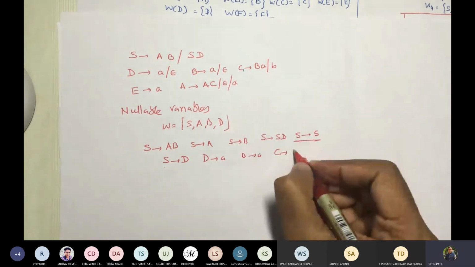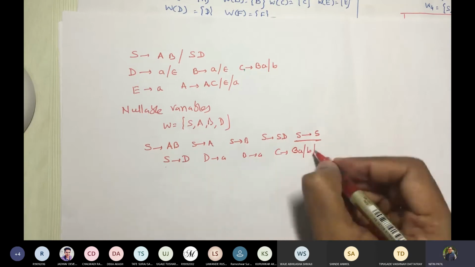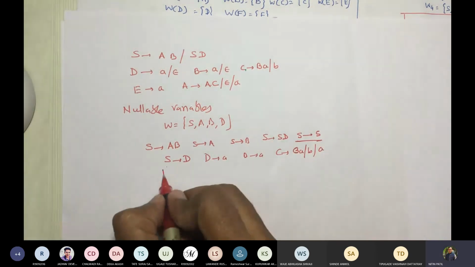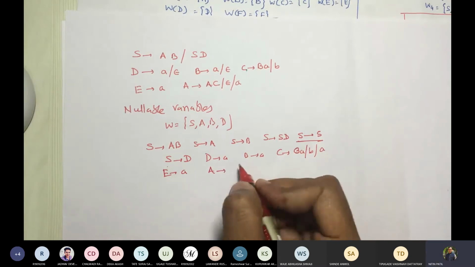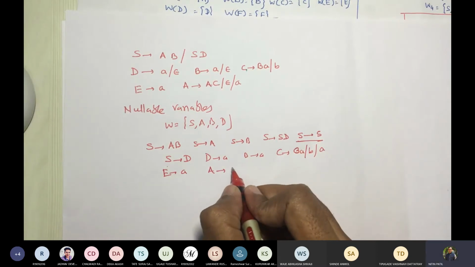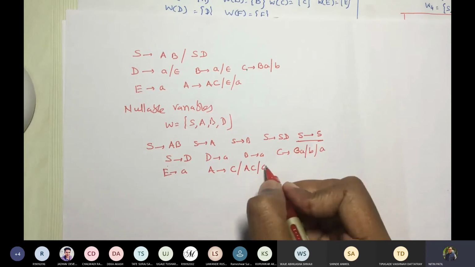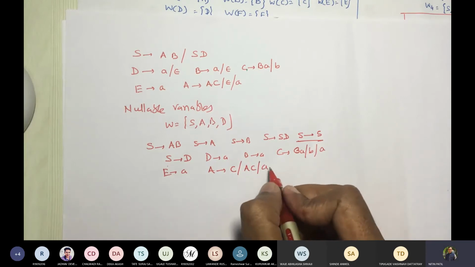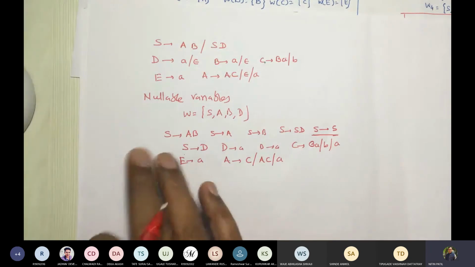Now as B is nullable, we get C gives BA, B, and A. So that's why C gives A. E gives A, C, A. So A is nullable, so C, AC, and C is not nullable. That's why you don't talk about this. Correct. So this is what we got. Now step 3.5 is to be applied.